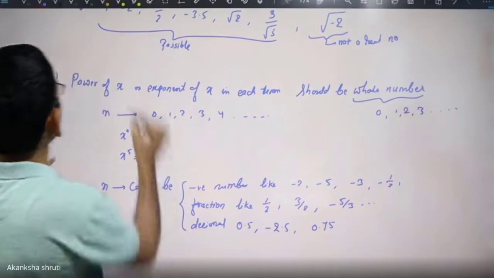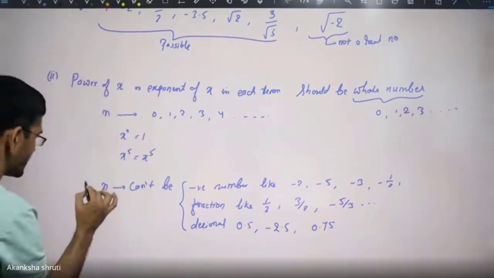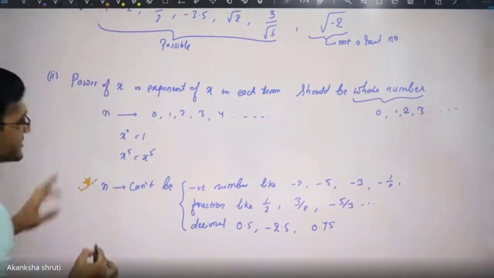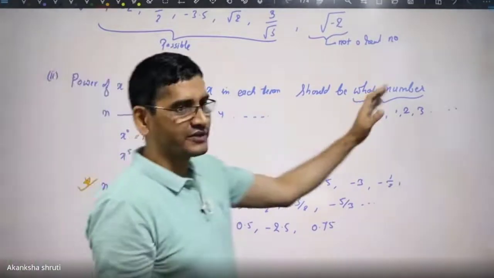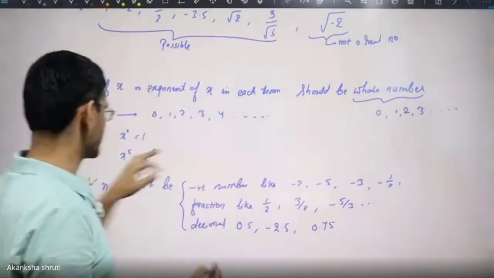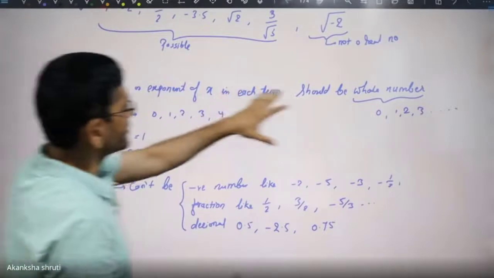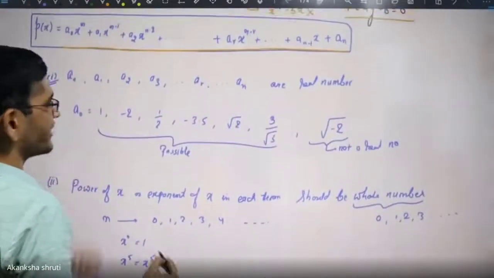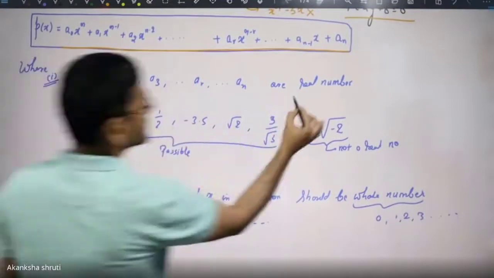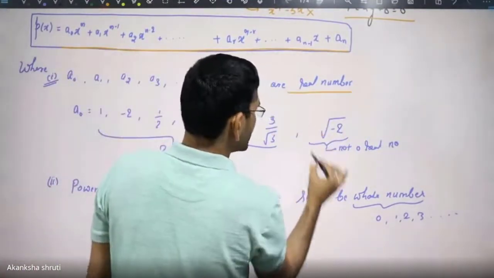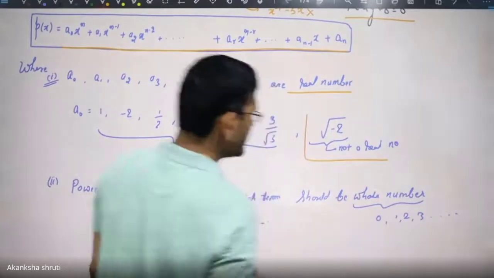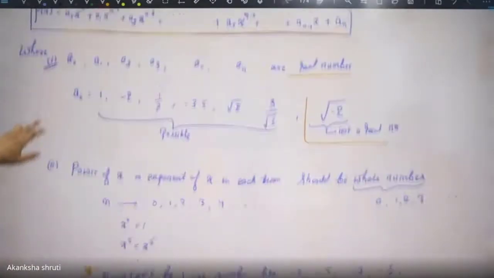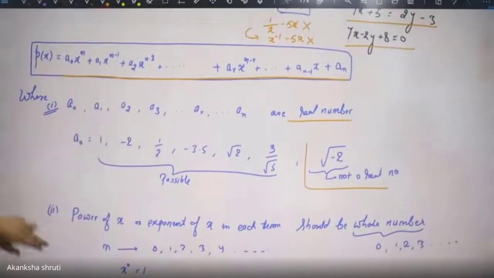This is very important for identification, student, because in books it is not written explicitly, they are just writing this definition, that's all. But the question is asked, this definition includes that these things are not possible. So these two are the important conditions for the expression to be a polynomial.